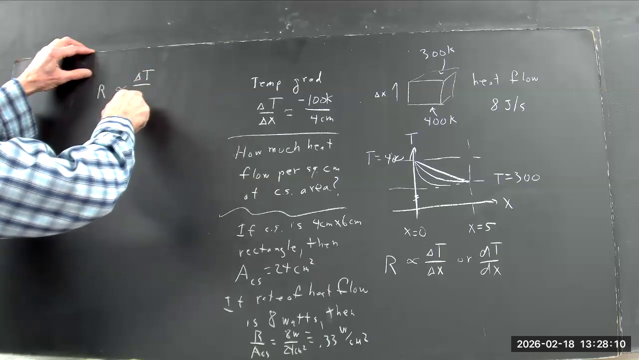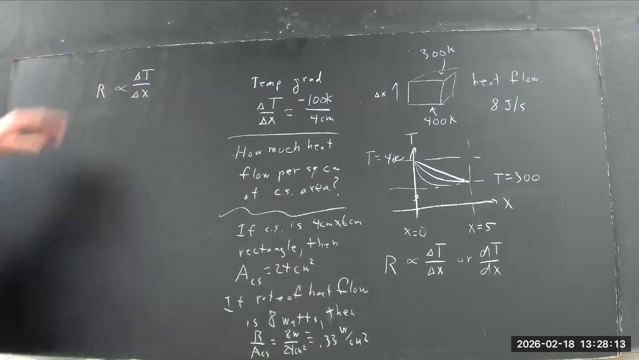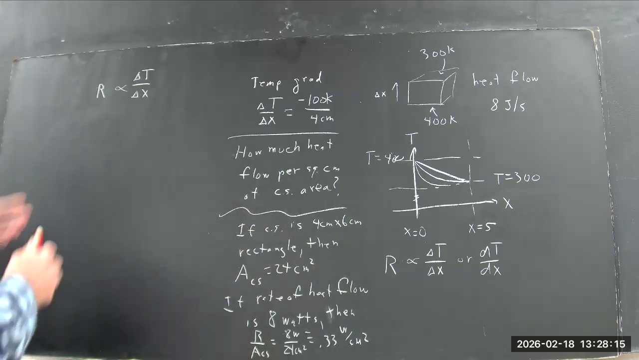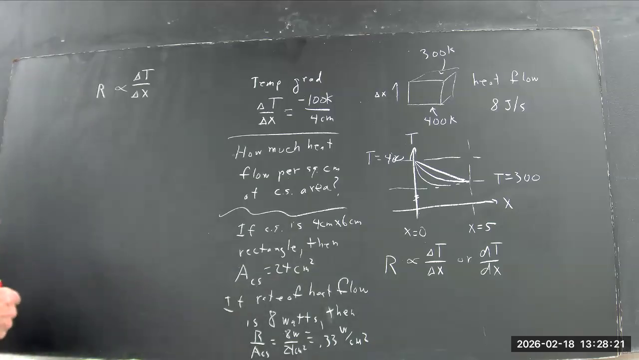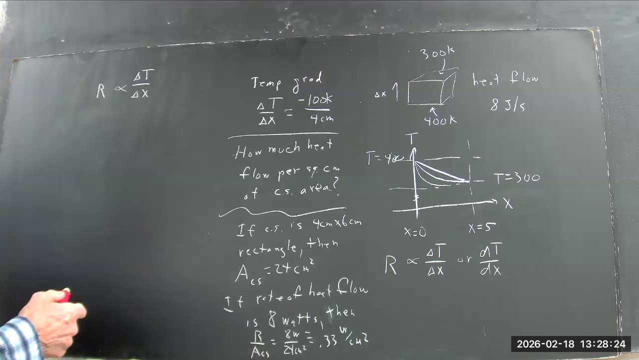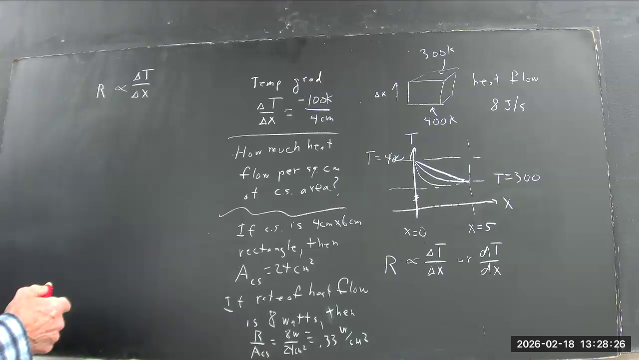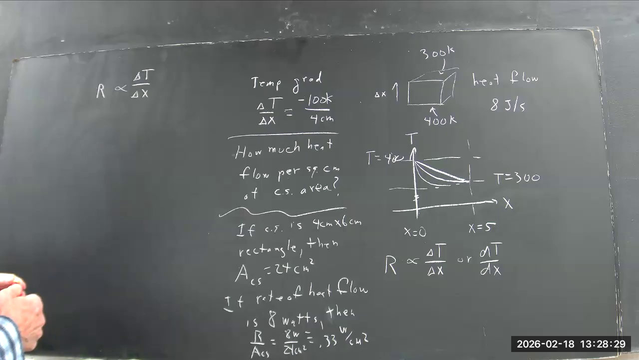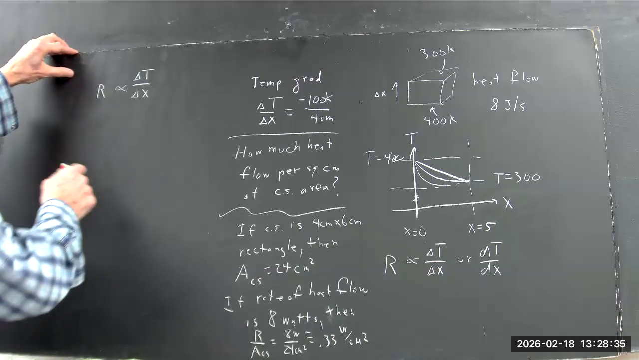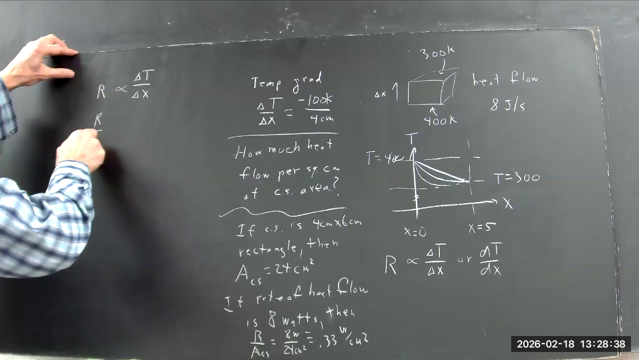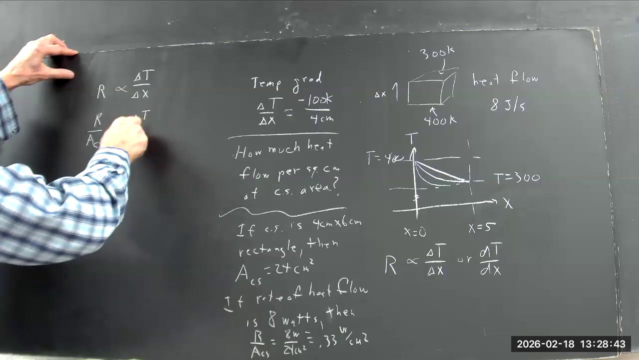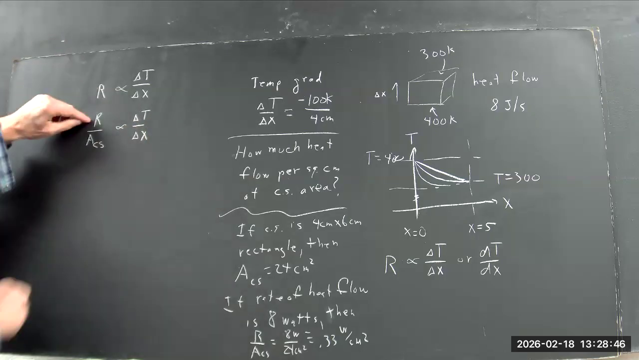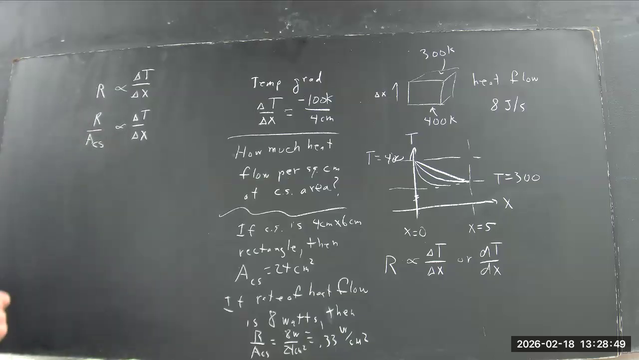Rate of heat flow is proportional to delta T over delta X, or dT/dx if you wish. And you need dT/dx if you don't have a uniform bar. So your rate is proportional to delta T over delta X. And I might be using bad symbols here. Sometimes R stands for rate over cross-sectional area.